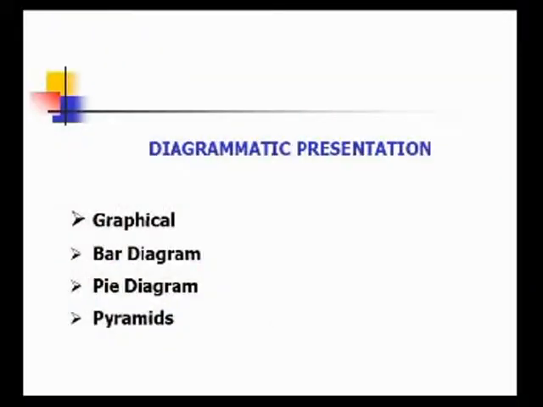Okay, the next stage is diagrammatic representation. We have had the tables and we are trying to interpret with the help of tables and other things. The next stage is presenting in a simpler and clearer manner, so that it is given in the form of diagrams. Our results can be presented in the form of graphs or diagrams.